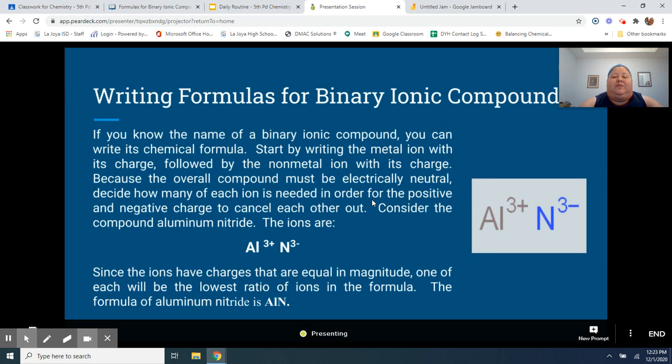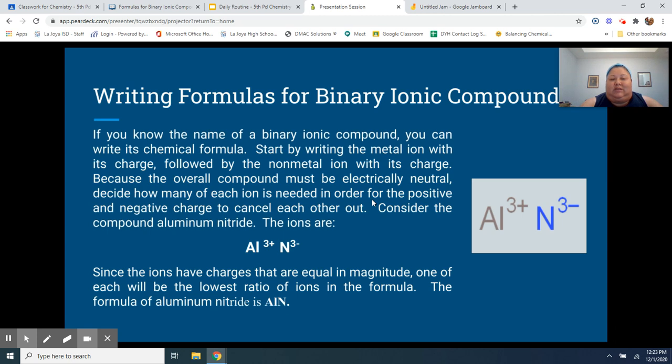So writing formulas for binary ionic compounds, that's the topic for today. If you know the name of a binary ionic compound, you can write its chemical formula. Start by writing the metal ion with its charge. So you're going to write the symbol along with the charge, and you're going to do it for both the metal and the non-metal. Because the overall compound must be electrically neutral, decide how many of each ion is needed in order for the positive and negative charge to cancel each other out.